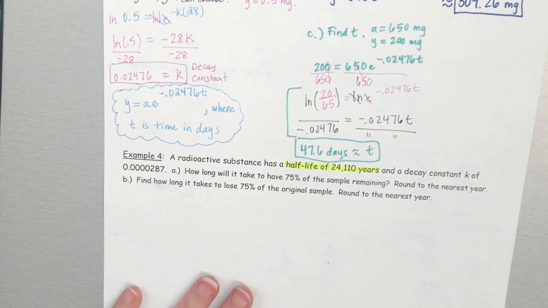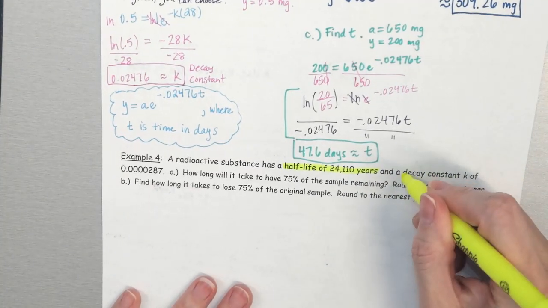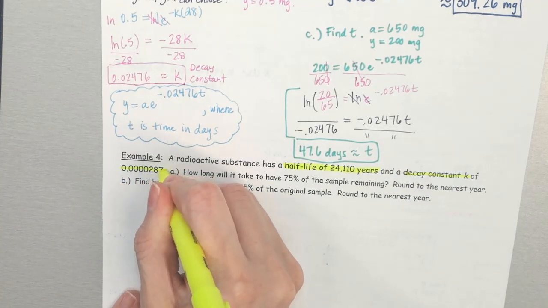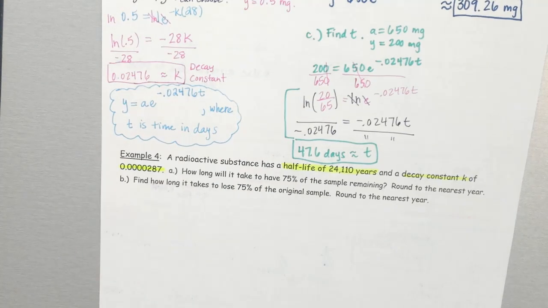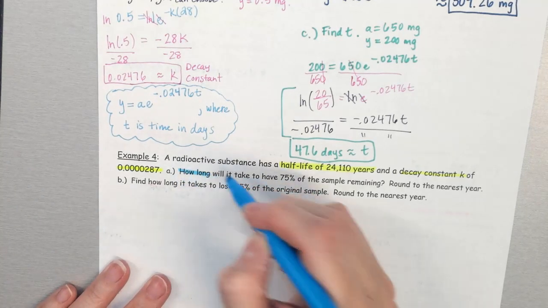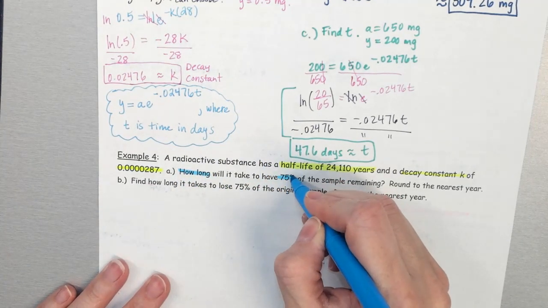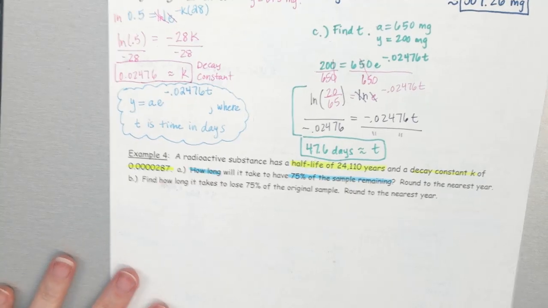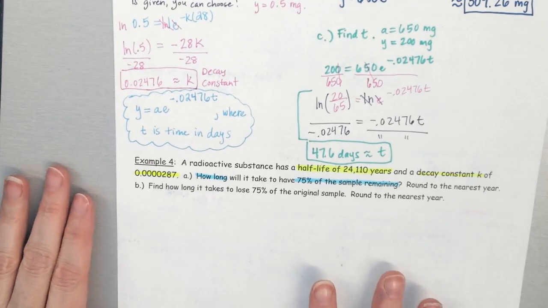Okay, and they tell you that the decay constant is 0.0000287. So in some of our earlier examples, we had to find K. This one, they're giving it to us. So in part A, they're asking how long will it take to have 75% of the sample remaining? So 75% remains.